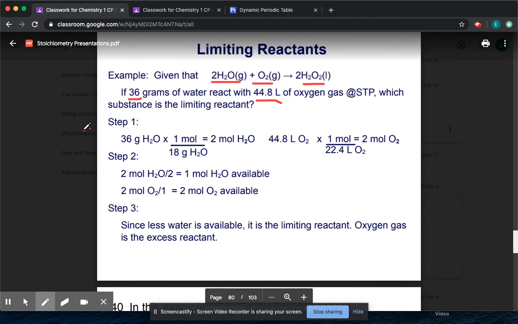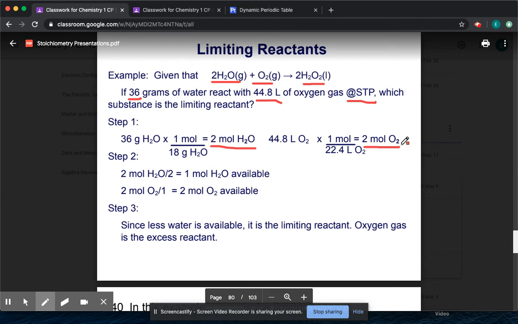Step 1 in this case is to convert to moles, as always. To convert the water mass to moles, you've got to divide by the molar mass. The molar mass of water is 18. So 36 divided by 18 gives us 2 moles of H2O. You have 44.8 liters of oxygen. You've got to divide that by the volume at STP, which is 22.4. Divide this and you get 2 moles of oxygen. So now you know we have 2 moles of both.